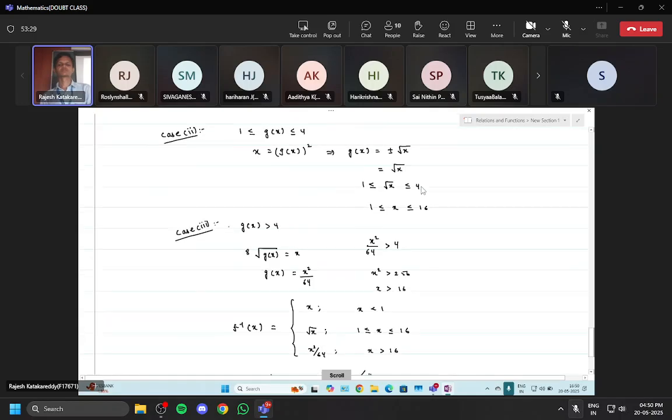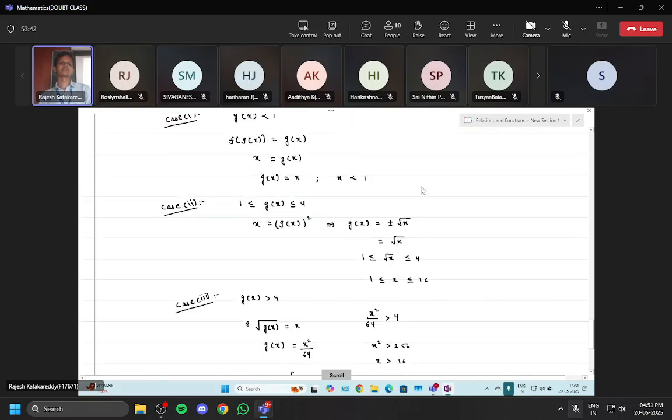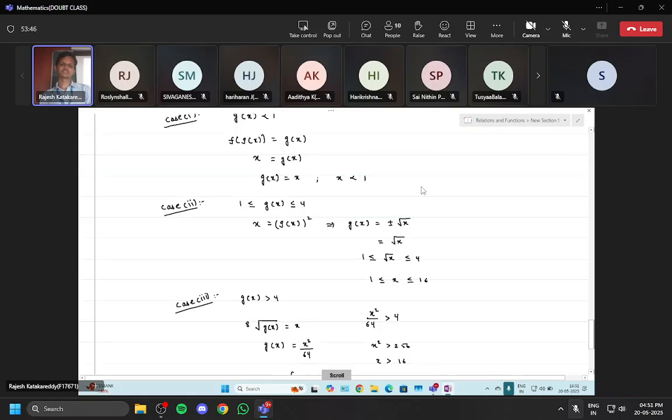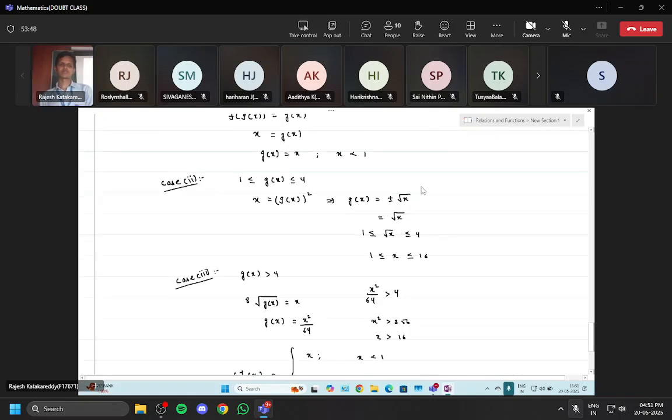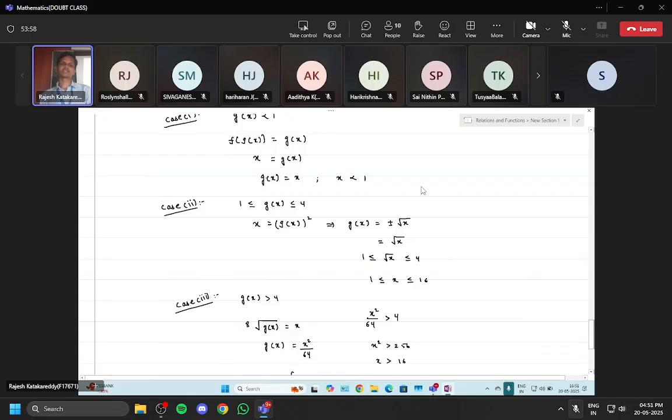So how are we getting 8 into root of f x equals x? Case 3 means this one. Clear? x is equal to 8 root g of x. Then squaring, 64 into g of x is x square. g of x is x square by 64. Using the inequality and getting the value of x, I will also have an interval x less than minus 16. That is not required here. I already included the x less than 1 case.